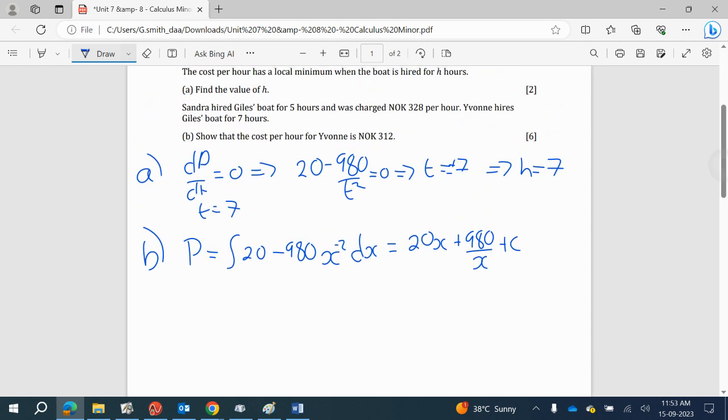Then we put in our points. P of 5 is 328 as a point. So we put this in, we get 328 is equal to 20 bracket 5, close bracket, plus 980 divided by 7. No, that's what we're trying to find. To find C, we have to use the one with 5 hours. Oh okay, I said it wrong.